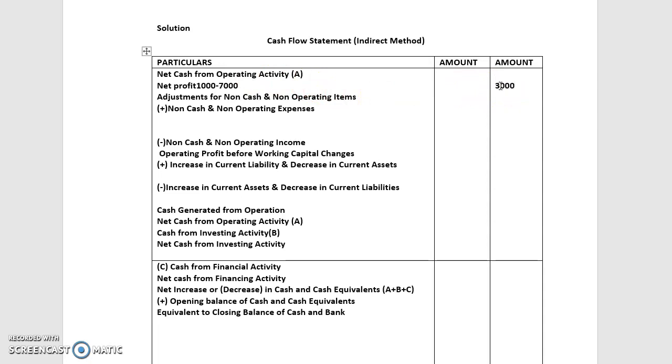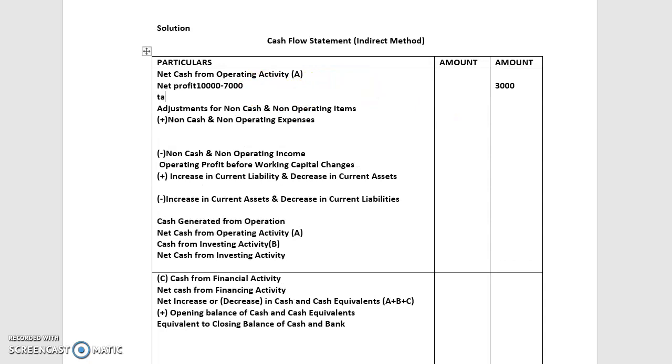This 10,000 and this 10,000, sorry, 10,000 and 7,000, you will get 3,000. Add the tax provision for this. The tax provision which we calculated shows 6,000 rupees. Now add 6,000 rupees to the net profit.